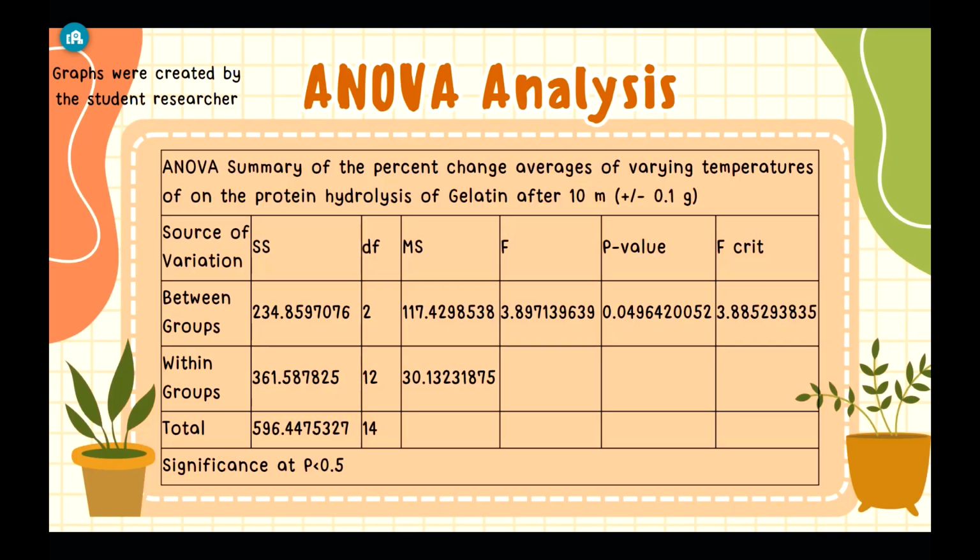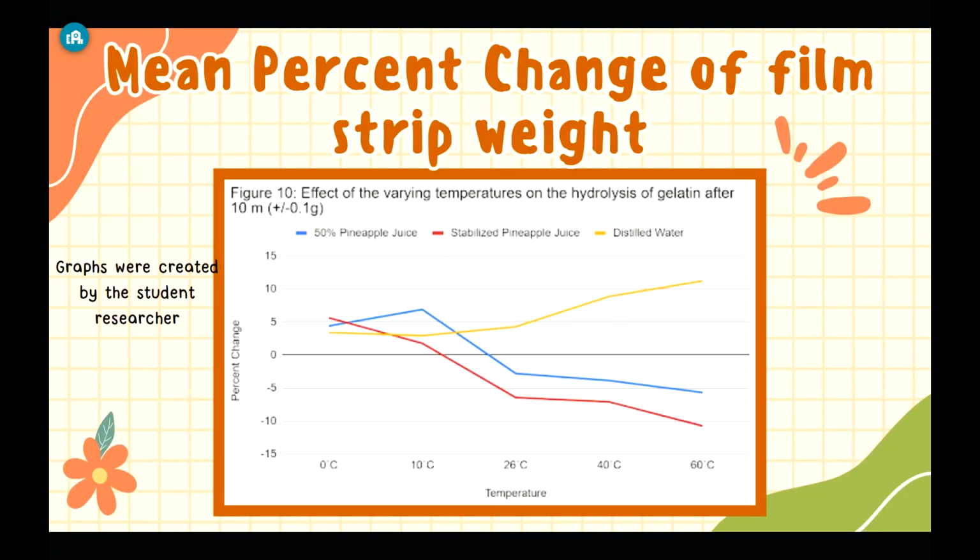When the ANOVA test was performed, a significant difference in the mean percent changes for all 3 substances was found, with the F value 3.89 being greater than the F critical value 3.88. And this is the visualization of the mean percent changes of the film strip's weight throughout the trials.